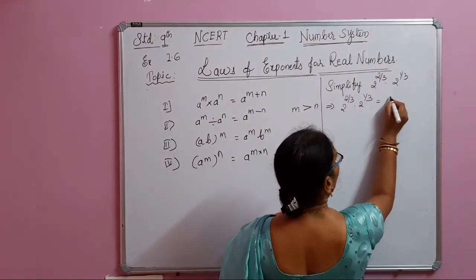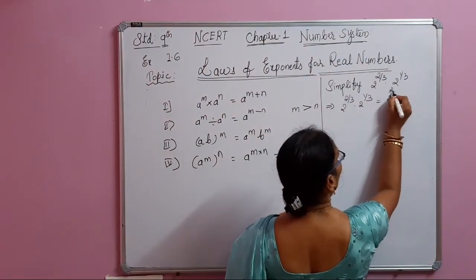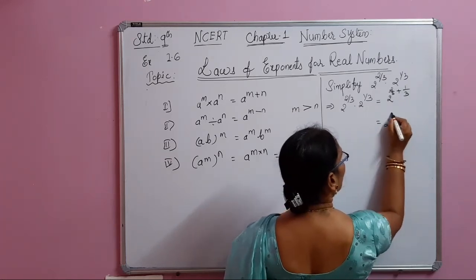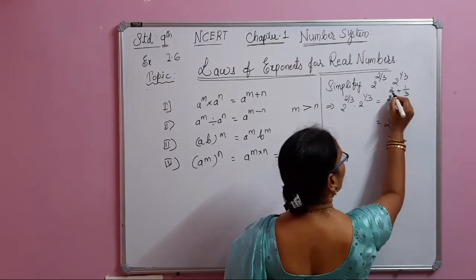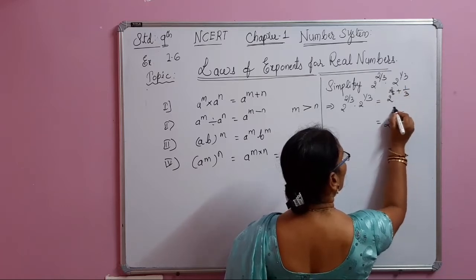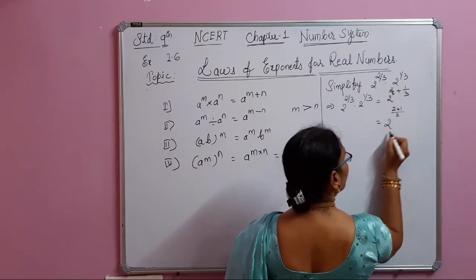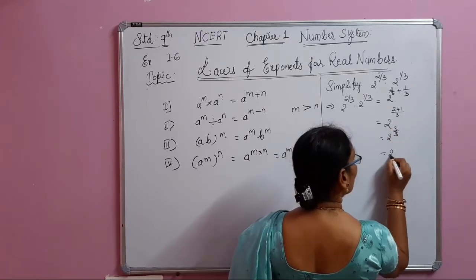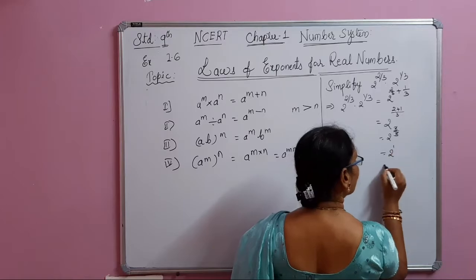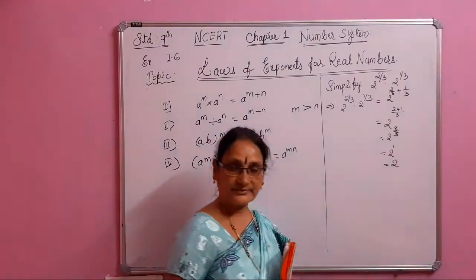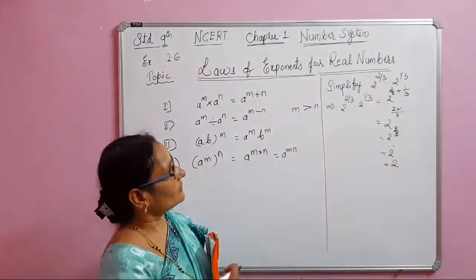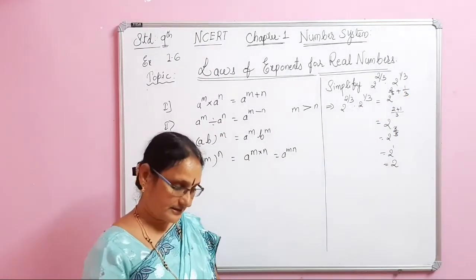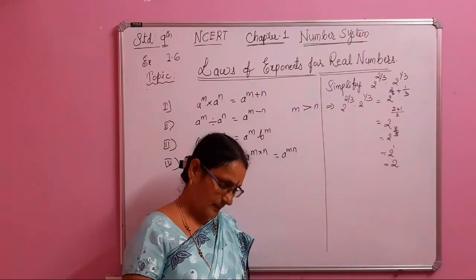This is 2 to the power 2 by 3 plus 1 by 3. Here the common denominator is 3. Then 2 plus 1 is 3, so 2 to the power 3 by 3. The 3s got cancelled, so 2 to the power 1, which is nothing but 2. This is the simplification. This is how we applied the laws. The same way we can apply the laws for various problems.